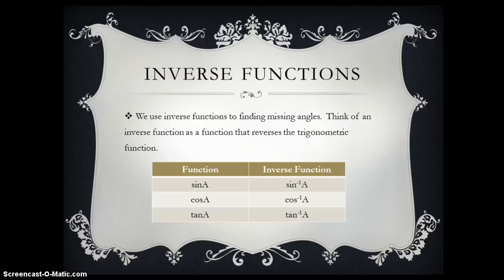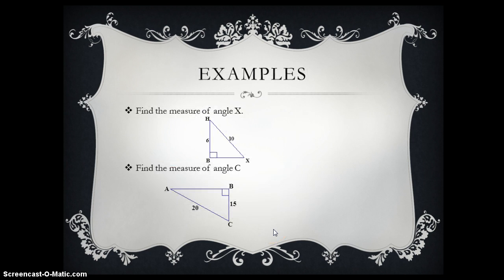Now, we also use inverse functions, and we use these to find missing angles. Think of an inverse function as a function that reverses the trigonometric function. So we use the trigonometric function to find side lengths. When we reverse it, we can also find the angles. So the inverse of the function sine of A is going to look like sine, but it's going to have a -1, meaning it's the inverse. Each of the three functions that we've talked about has an inverse. We use these to find the measures of angles.